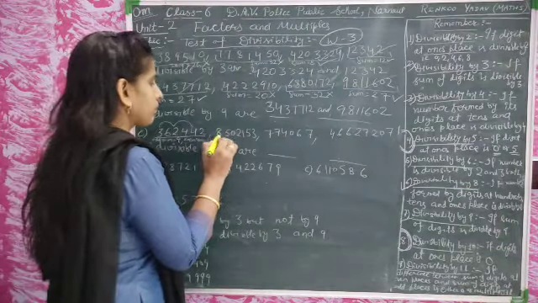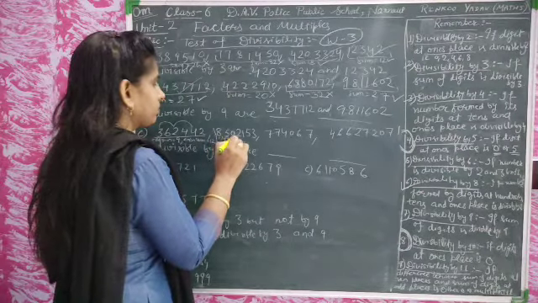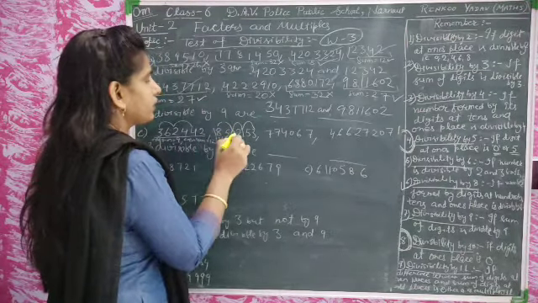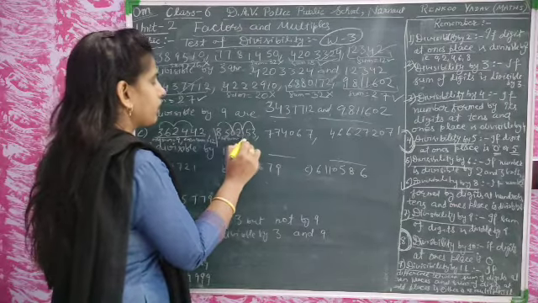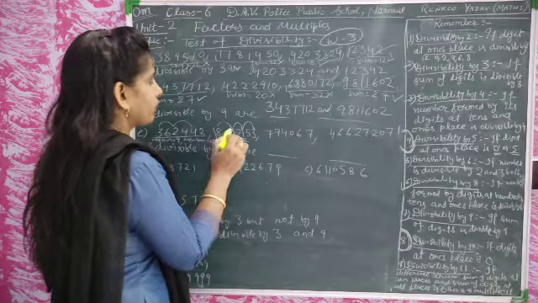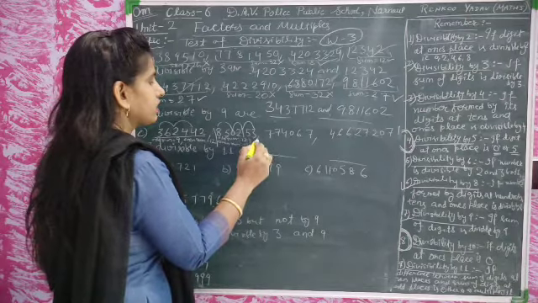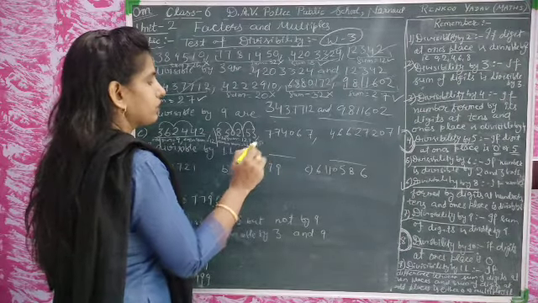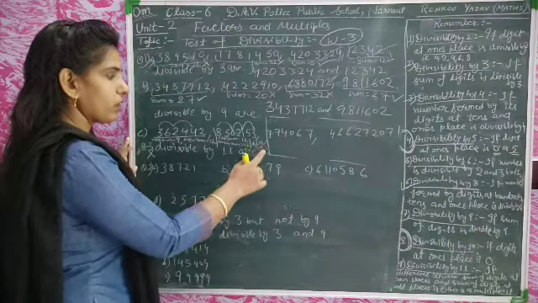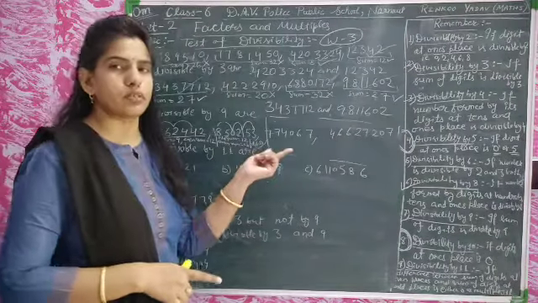Now check this number. Odd sum: 8, 0, 1, 3. 8, 0, 1. 8, 1, 9. 9 plus 3, 12. And even sum is 5 plus 2, 7. 7 plus 5, 12. And the difference is equal to 0. It means this is divisible by 11. Is it clear, students? 0 or a multiple of 11. The difference is 0 or a multiple of 11. It means that number is divisible by 11.